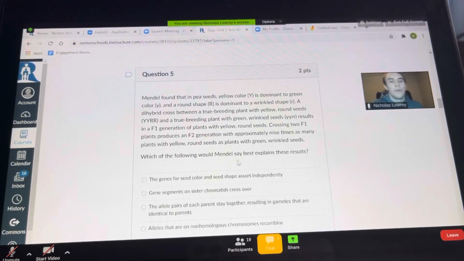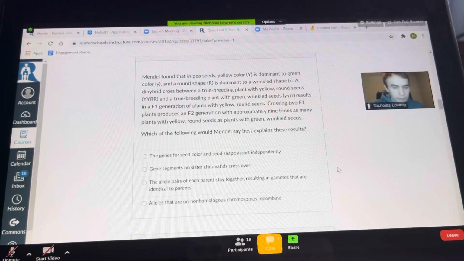And then it says, which of the following would Mendel say best explains these results? And so the answer here is going to be that they assort independently. So you could have gotten this through a number of means. One is that when we discussed dihybrid crosses, we directly said that the results of a dihybrid cross were what gave us the law of independent assortment. But if definitions and vocab are harder for you, you can also rule the other answers out.